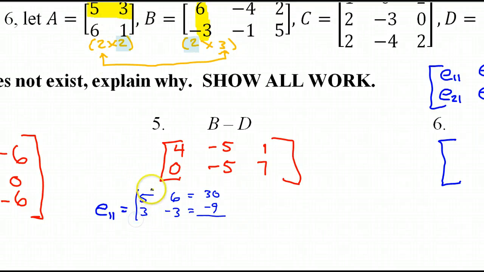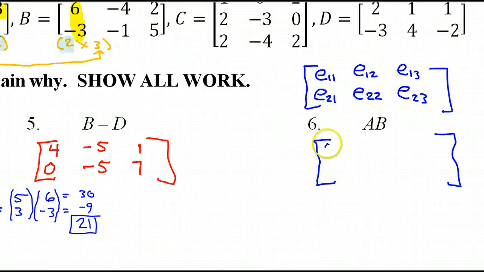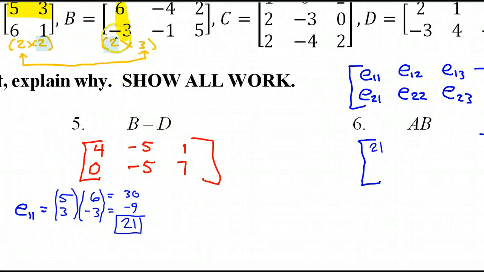Okay, I just like to put these in parentheses. Makes me feel better. Okay, so I've got 30 and I've got negative 9, so that's going to be 21. So element 1, 1 is 21. So I can go ahead and put that down. Alright, let's find another one.